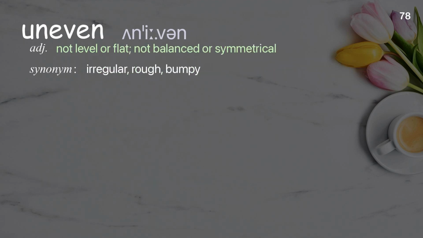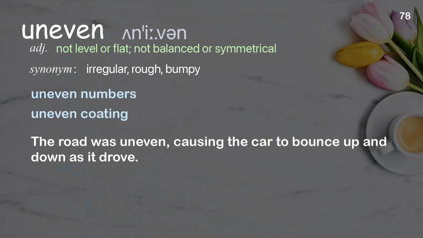Uneven. Not level or flat, not balanced or symmetrical. Examples: Uneven numbers. Uneven coating. The road was uneven, causing the car to bounce up and down as it drove.